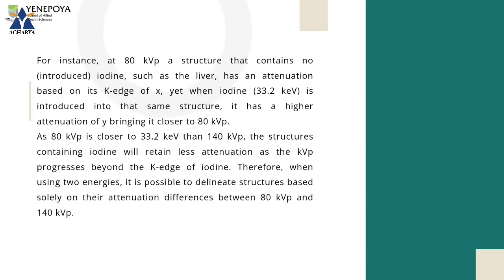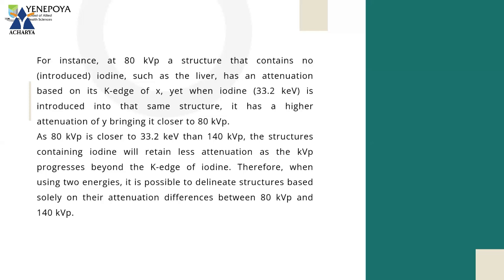For example, if you are operating your system at 80 kV, a structure that contains no iodine or calcium, such as the liver, has an attenuation based on its K-edge. But when you inject contrast media, when iodine is injected into the same structure, it has a higher attenuation, bringing it closer to 80 kV.